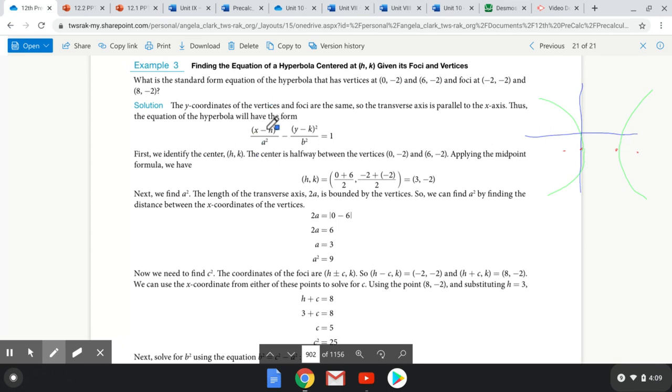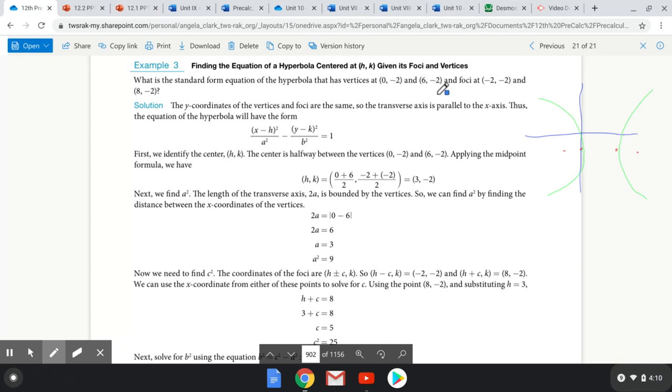The next thing that I want to do is figure out where my center is. So I want to find my center. The center is going to be halfway between the two vertices and halfway between the two foci. So I can use either set of points to find my center. Because the vertices go from 0 to 6, I'm going to use those, because halfway between 0 and 6 is 3. I can do that in my head. I know that half of 6 is 3, right?